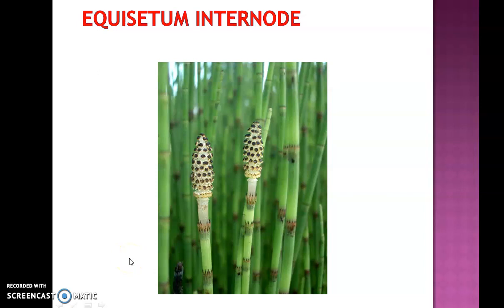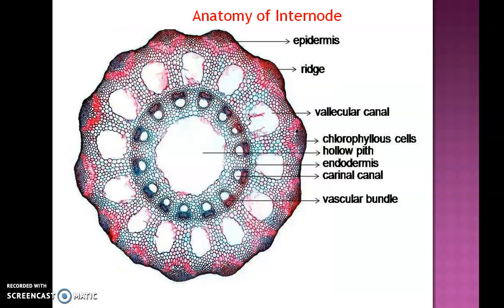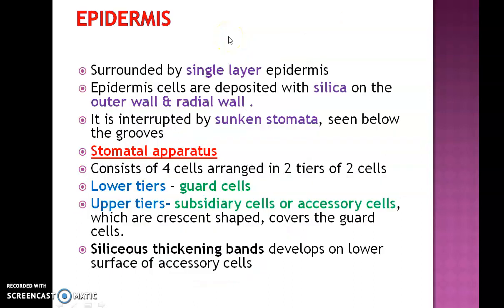It's a picture showing Equisetum internodes. So TS is wavy in outline due to the presence of ridges and grooves. The internode is surrounded by a single layer of epidermis, which is mainly protective in function. The epidermis cells are deposited with silica on the outer wall as well as the radial wall.